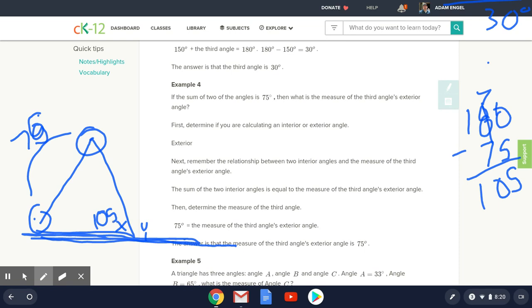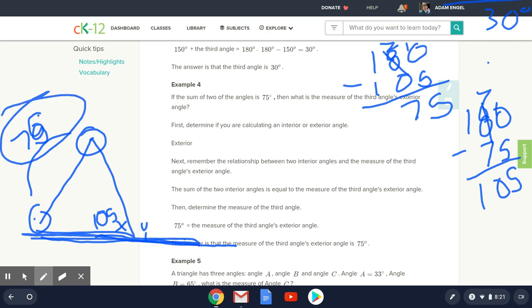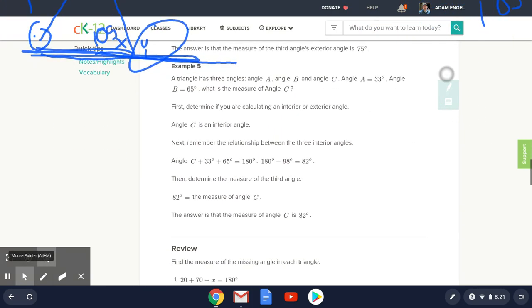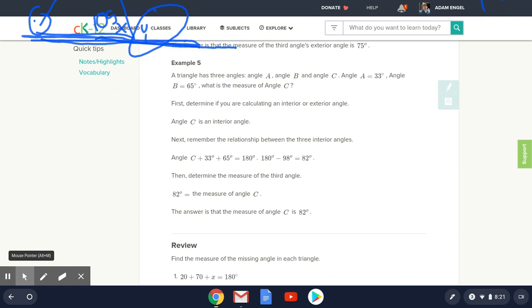So if we know that this is 105 and this is a supplementary pair, 180 minus 105 gets us 75. Do you notice how the sum of two of our angles adds up to the exterior angle outside of our triangle? Interesting how that works, isn't it? That is part of the triangle sum theorem.